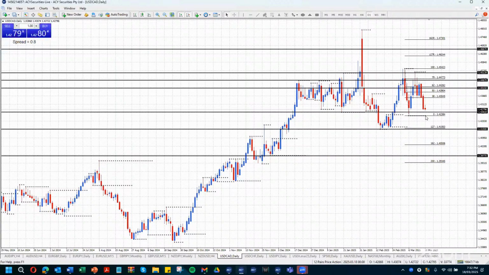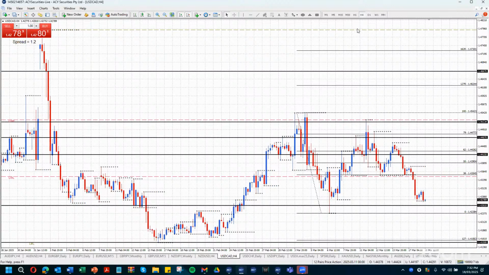Because once we get to the 0 level, using the fib tool, anywhere from the 0 level down to the 127 extension is a profit-taking phase of the move. So you don't want to be selling in the profit-taking phase. All right, so 4 hour.